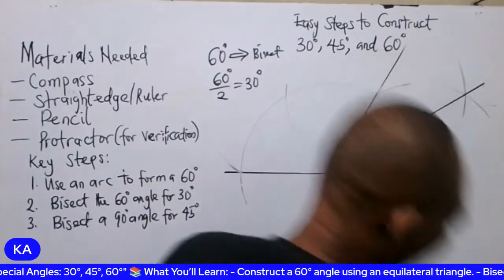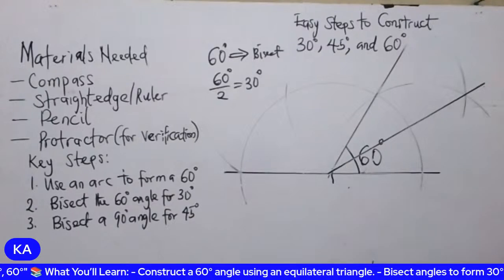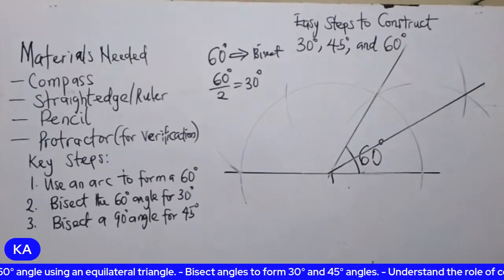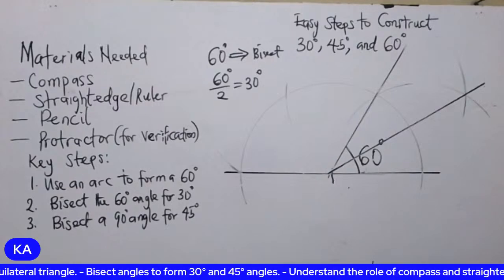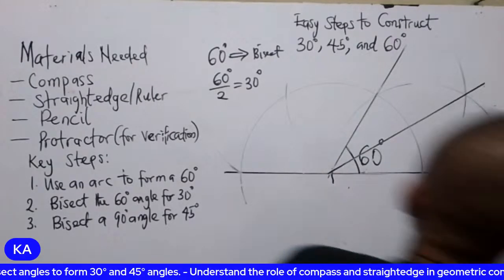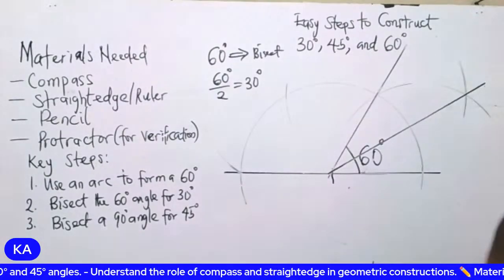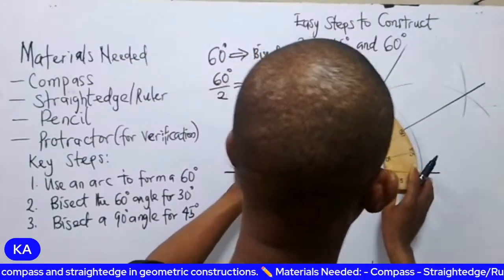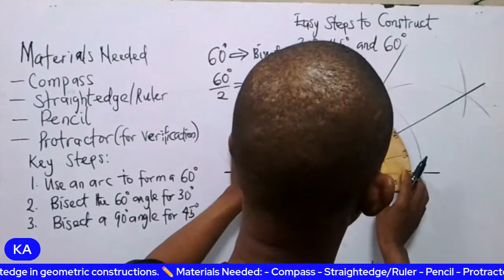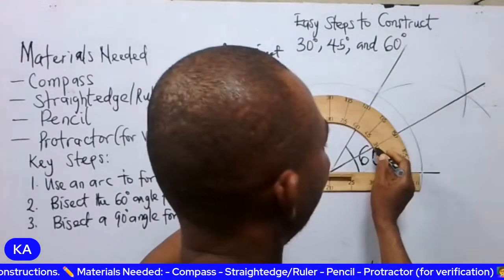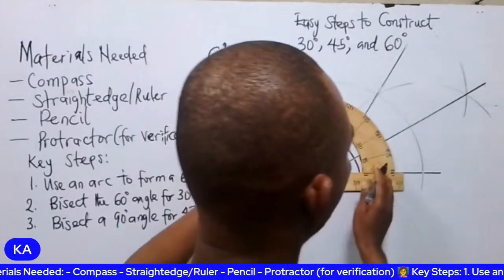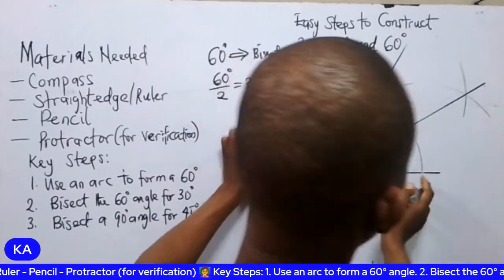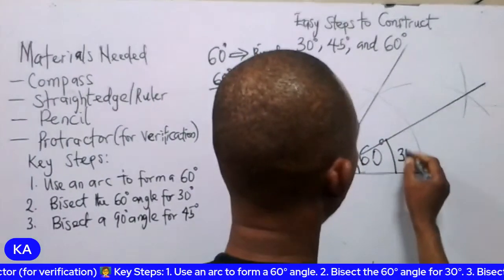Yes, great. So I've divided my 60 degree into 2 now. So let me take my protractor to confirm that. Good, 30 degree. So that means this is now 30 degree. From here to here is 30 degree.